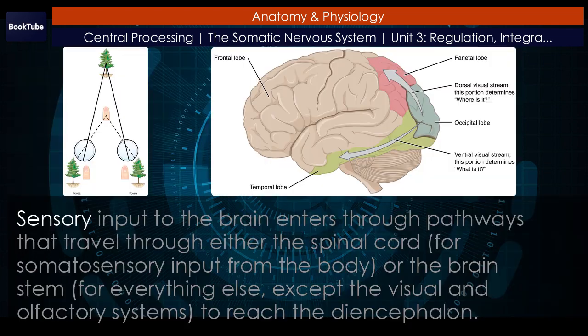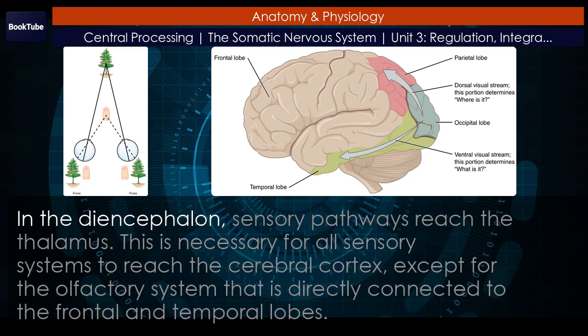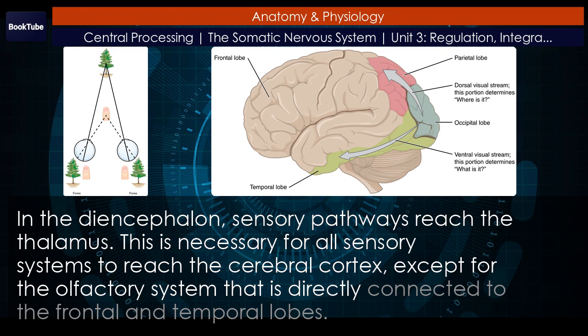Chapter review. Sensory input to the brain enters through pathways that travel through either the spinal cord, for somatosensory input from the body, or the brainstem, for everything else, except the visual and olfactory systems, to reach the diencephalon. In the diencephalon, sensory pathways reach the thalamus. This is necessary for all sensory systems to reach the cerebral cortex, except for the olfactory system that is directly connected to the frontal and temporal lobes.